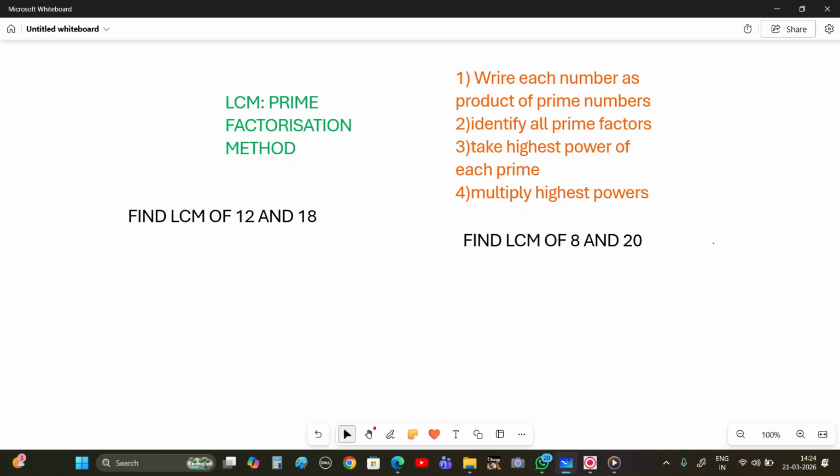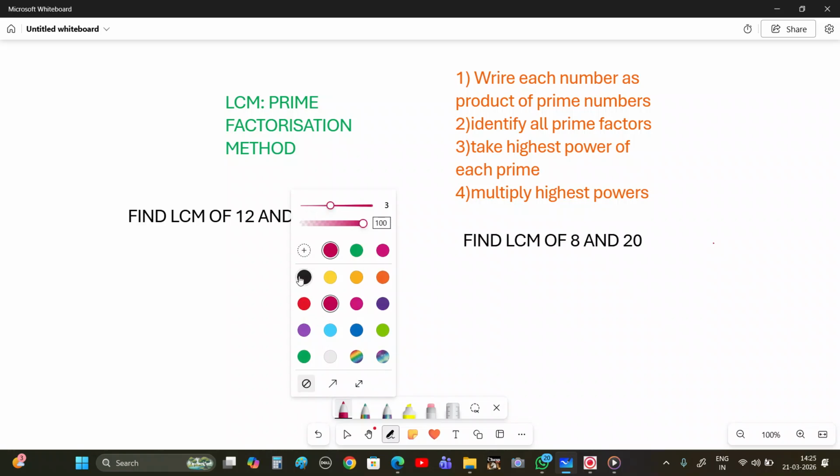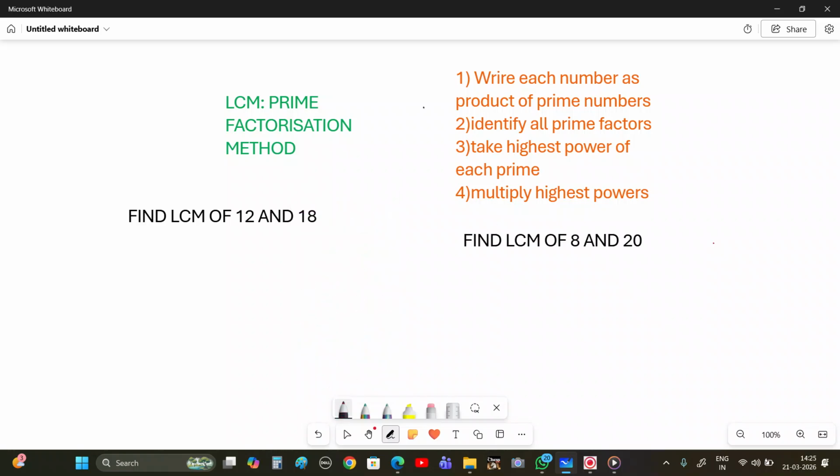Hi all. In the last video, we explained about LCM, finding the LCM using listing method. That is the best method for beginners. Now, for exams, this prime factorization method for finding LCM will be a little bit easier. Okay, so there are some steps for finding LCM using prime factorization method. I will just explain it in an easy way.